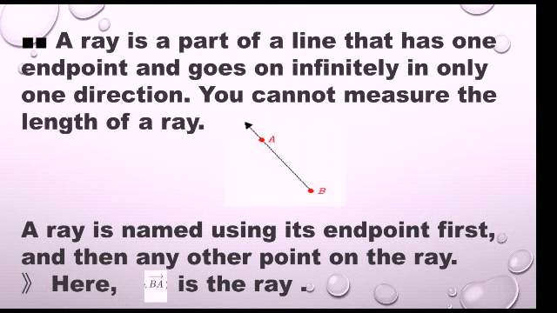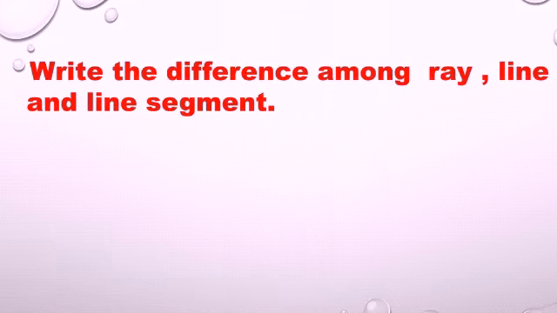Another thing is you can give many examples of a ray, like sunlight rays or the sun's rays. When you are in a dark room and you switch on a flashlight, at that time also you can get rays. Now to show what you have understood from this explanation, answer this question: write the difference among ray, line and line segment. You have to write some points on ray, line and line segment. So write it in the comment section.